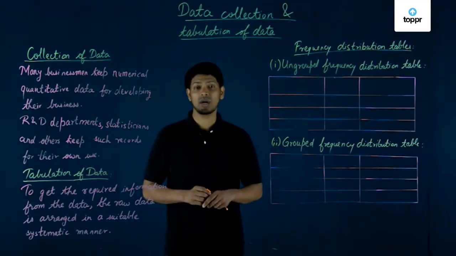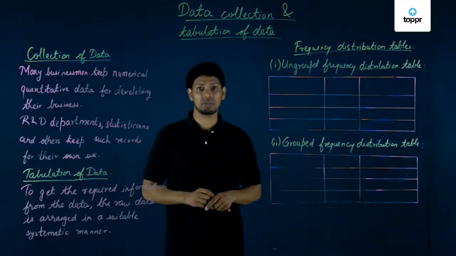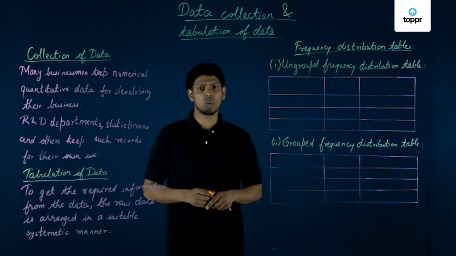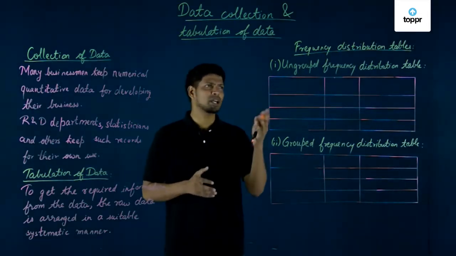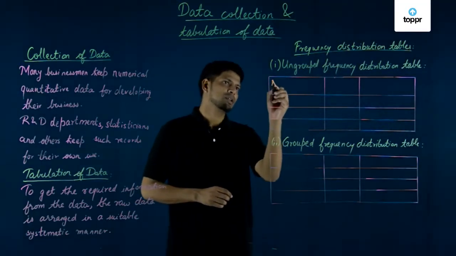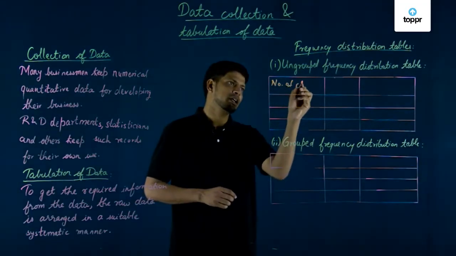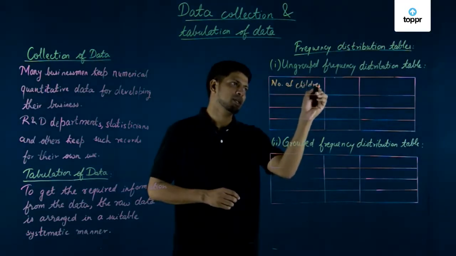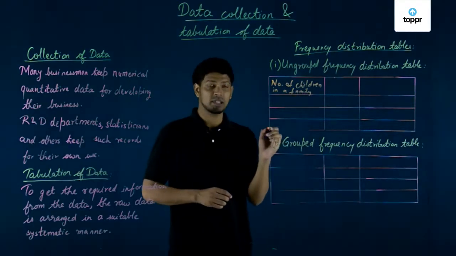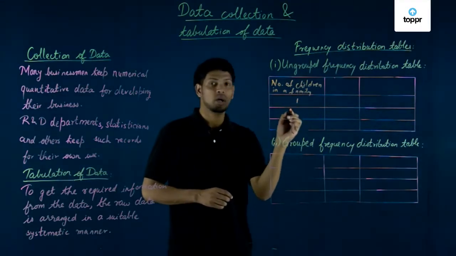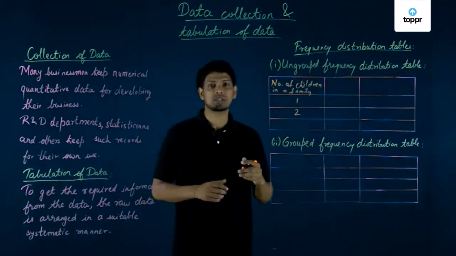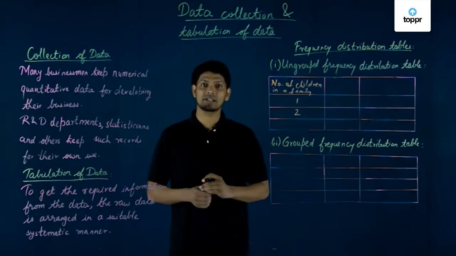For example, you are collecting data on the number of kids in a family. So there may be one kid, two kids. Instead of grouping it, you can use an ungrouped frequency distribution table. For example, you have collected data regarding the number of children in a family. So you visit families who have one kid and families who have two kids, and then you start collecting data from various families.